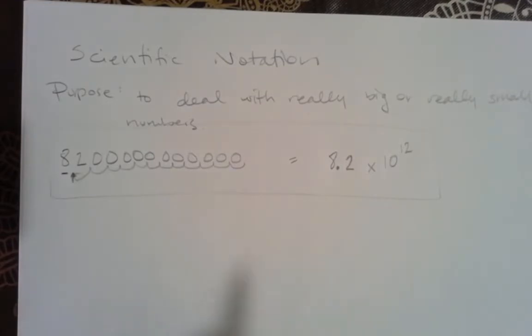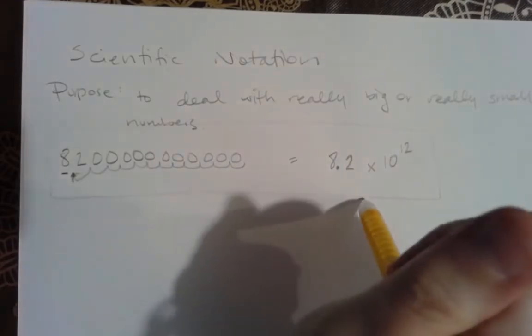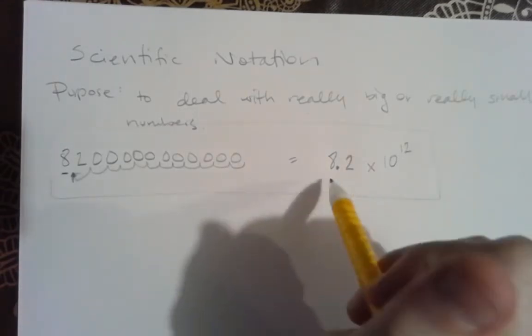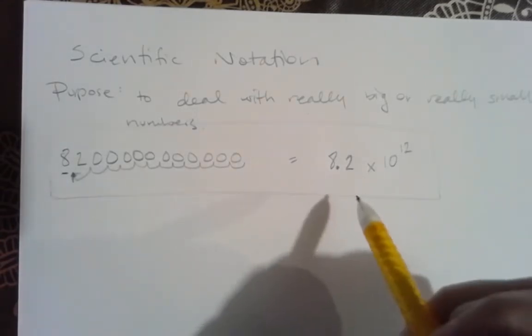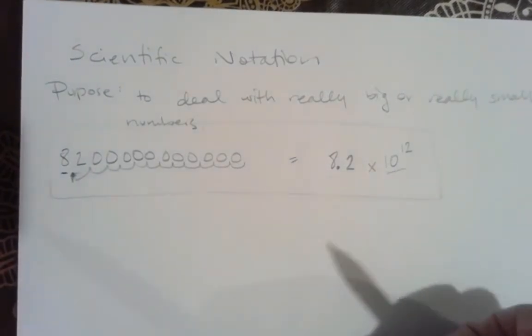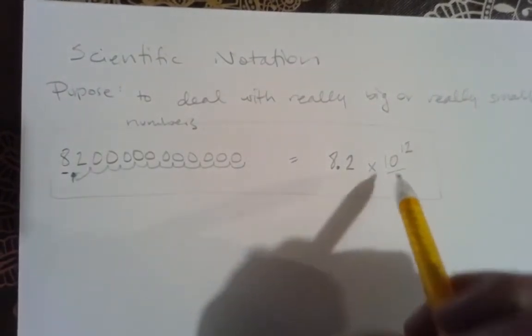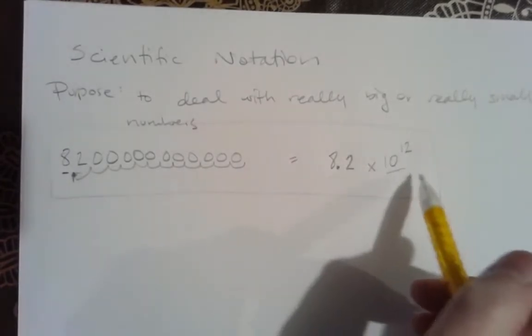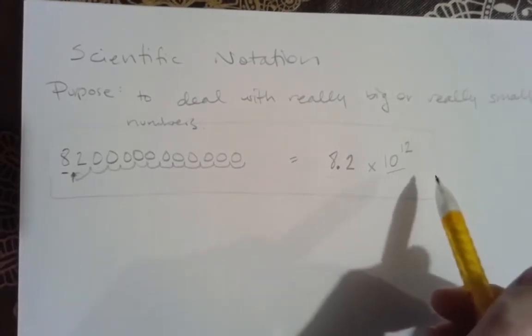But the idea here is that this number is just easier to digest, because it's saying 8.2 is significant. We could measure that 8 and that 2. And that number is real big. It's times 10 to the 12th. Those place values are 12 place values in. It's a big number.